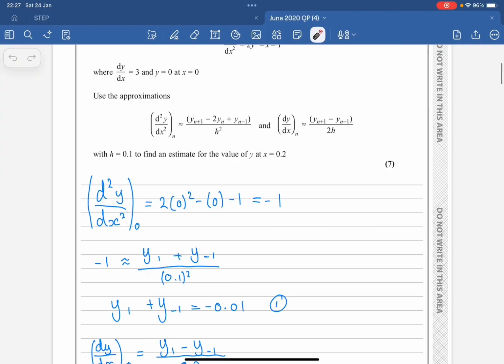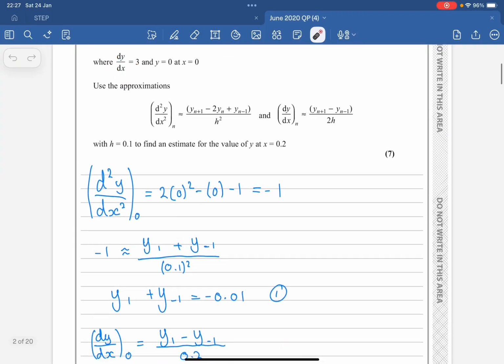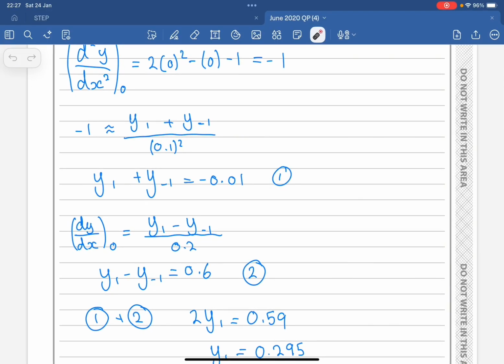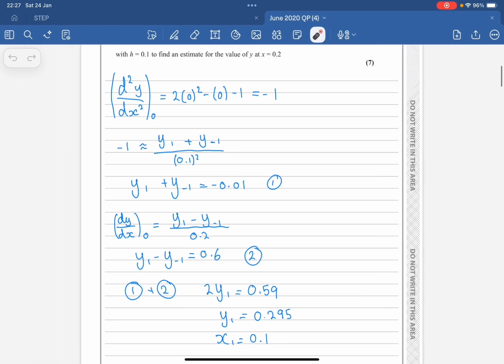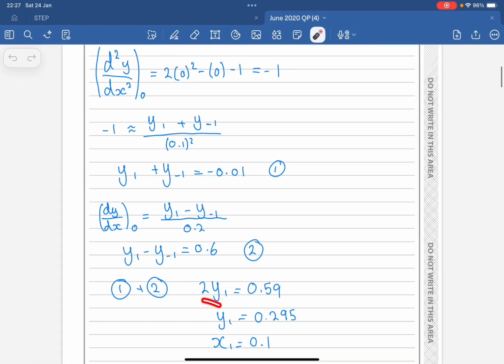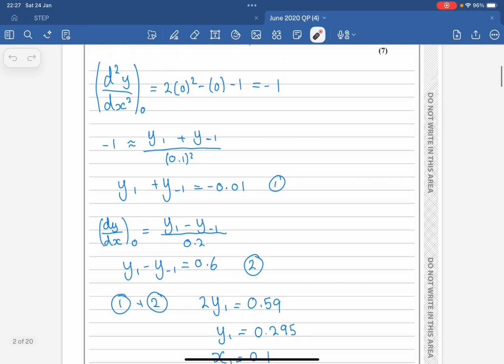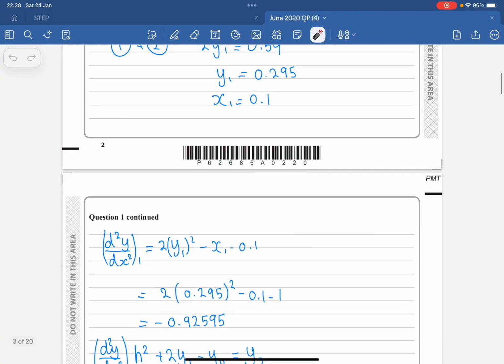Doing a similar thing with this side, again, we know dy over dx 0, and then we can basically form another equation, which tells us that y1 minus y minus 1 is 0.6. So these are our two equations, and then adding them together, we can get 2y1 is minus 0.59, so y1 is 0.295. And of course, our x1 is just going to be 0.1, because we're just adding h.